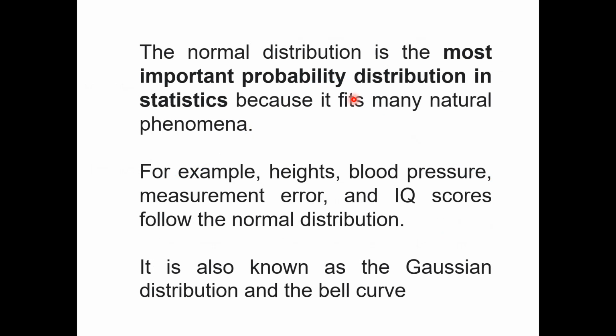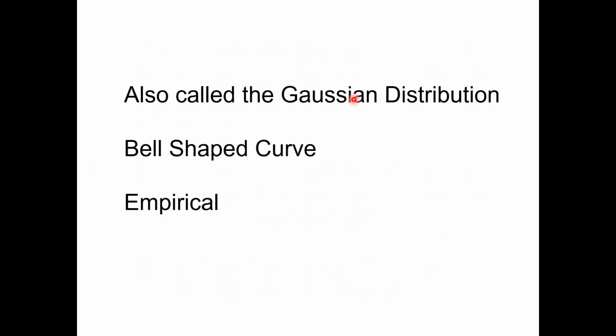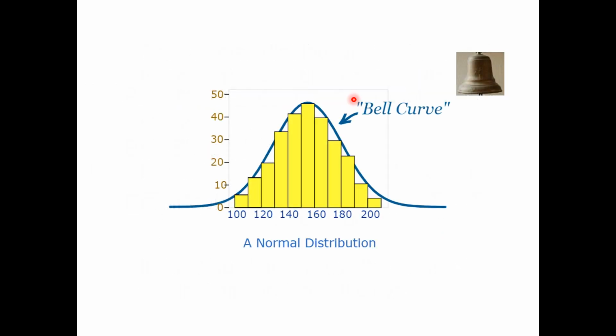It goes by different names. It goes by the name of a Gaussian distribution, the bell curve, the empirical curve. And why do we call it a bell curve? When we draw the curve which fits the histogram of a normal distribution, it looks like a bell shape. So that is why we call it a bell shaped curve.